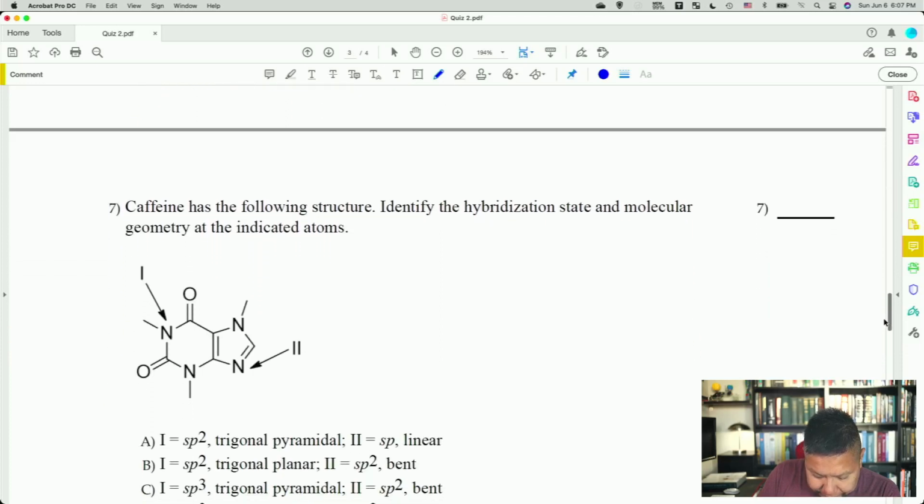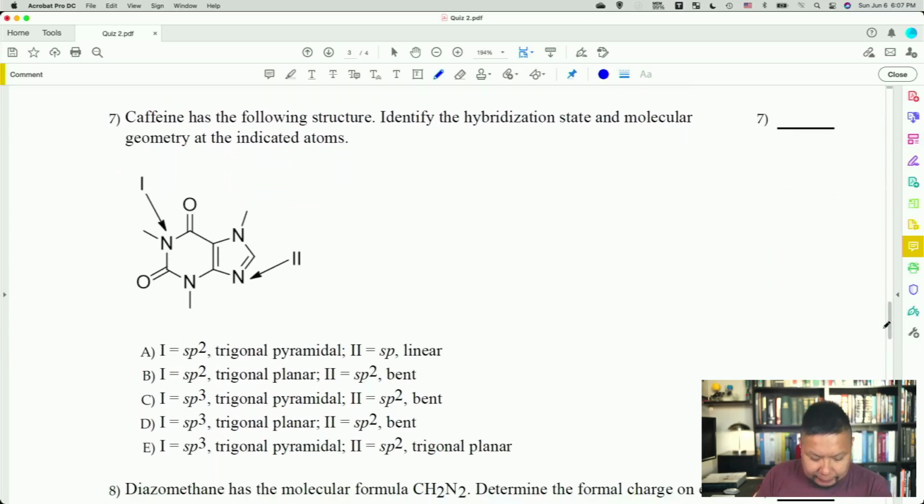Number 7. This is the molecule caffeine. Identify the hybridization state of each of the indicated atoms, and it's pointing at nitrogens. So let's take a look at, this is actually kind of a tricky one right here. On the face of it, this nitrogen right here, on the amide, looks like it's sp3 hybridized, right? It looks like it's sp3 hybridized.